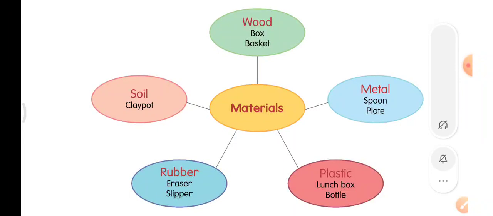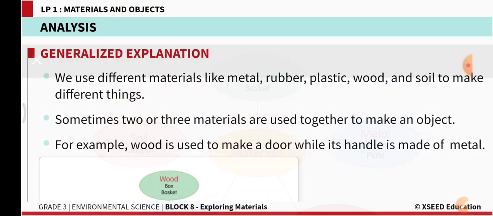Okay. Now let us look at this picture. So this is the word web. With wood, what are the things that are made? With wood, boxes and baskets are made. With metal, what are the things made? Spoons are made, plates are made. With plastic, what are the things made? Lunch boxes are made, bottles are made. With rubber, erasers and slippers are made. With soil, the clay pot is made.